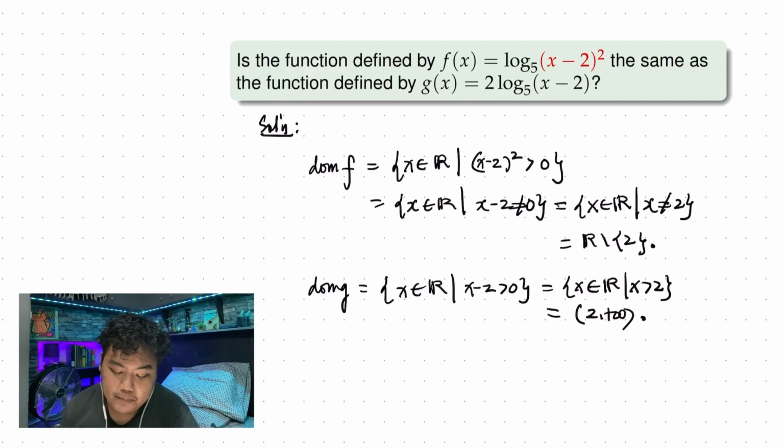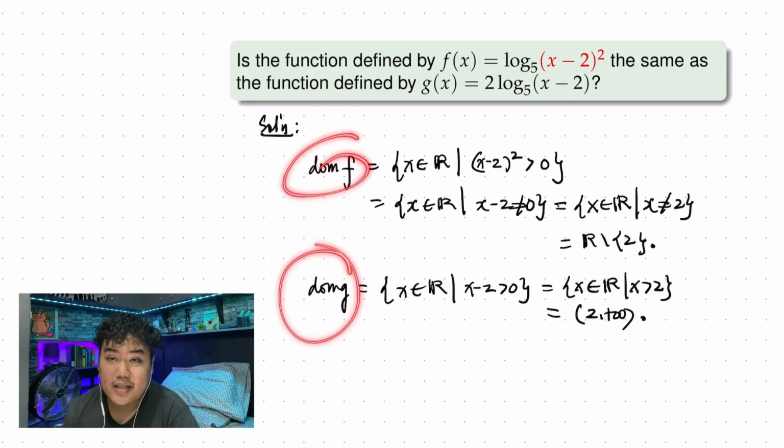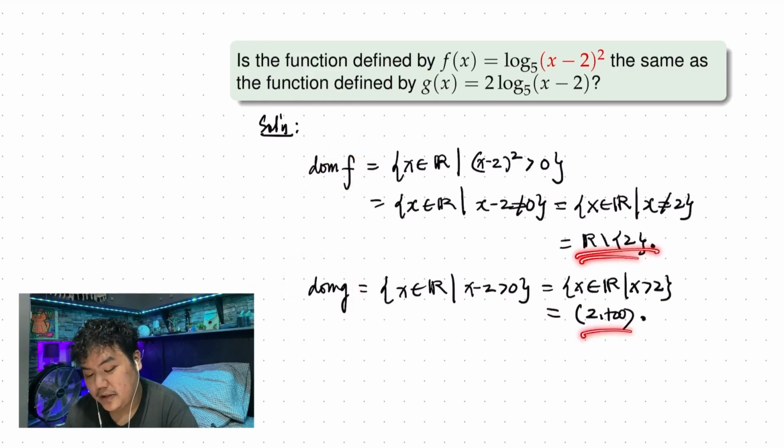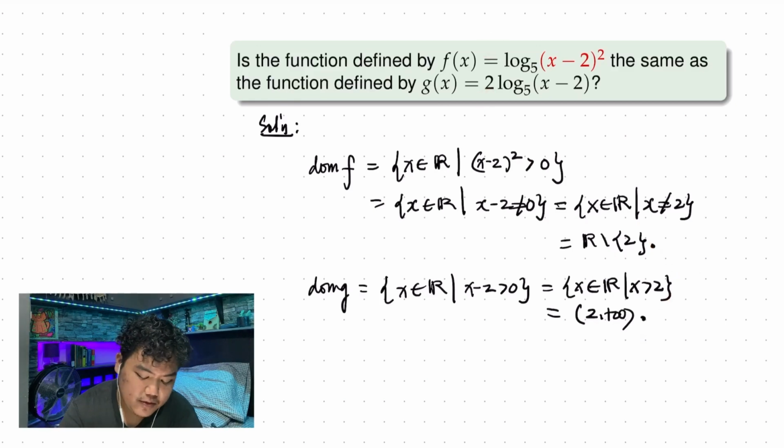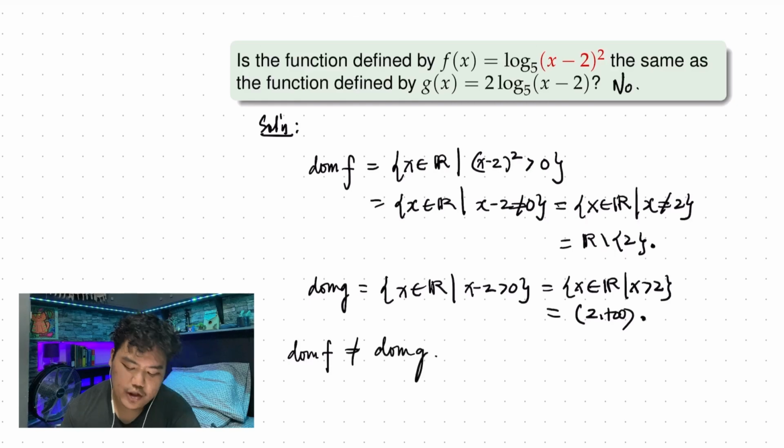Okay, the 1 million peso question. Pareha ba itong domains na to? Pareha ba itong domain na to dito? Hindi. Kasi ito, any real number except 2. Ito, real numbers na mas mataas lang kay 2. So, these two are not the same. So, therefore, f and g are not the same. So, the answer here is no. So, the domain of f is not the same as the domain of g. Kailangan pareha ng domain at pareha ng ginagawa yung function para masabing pareha yung function.